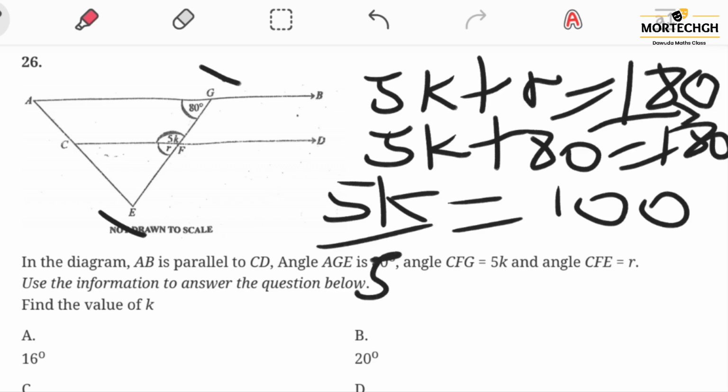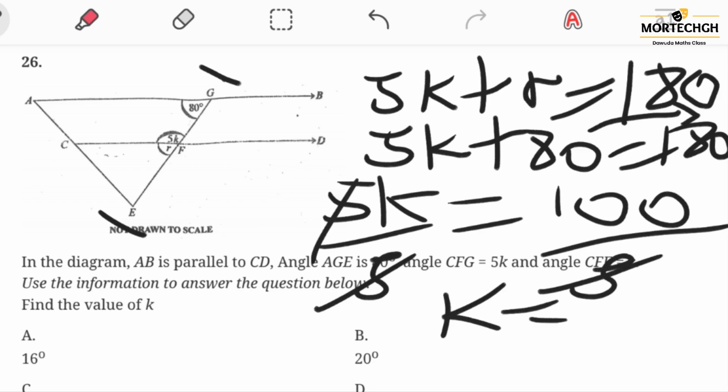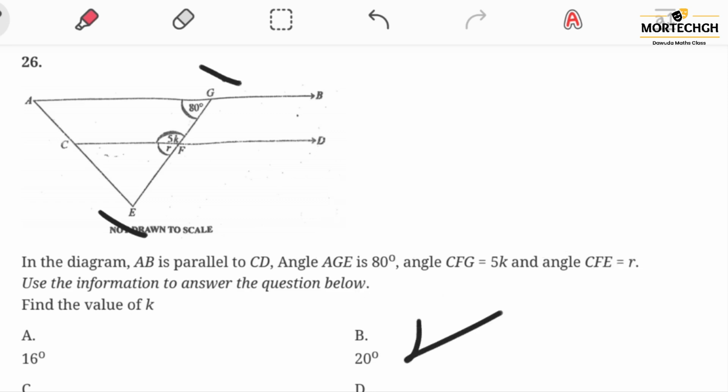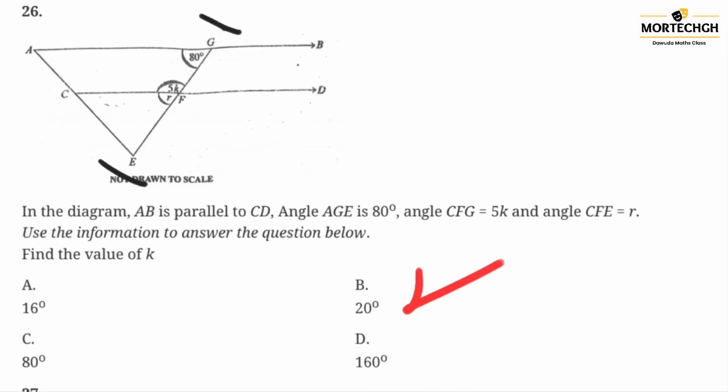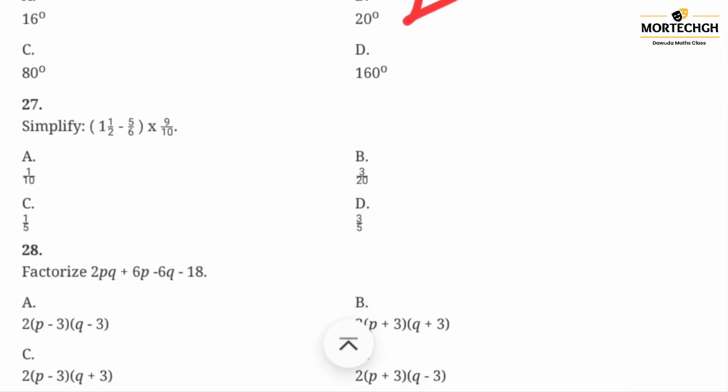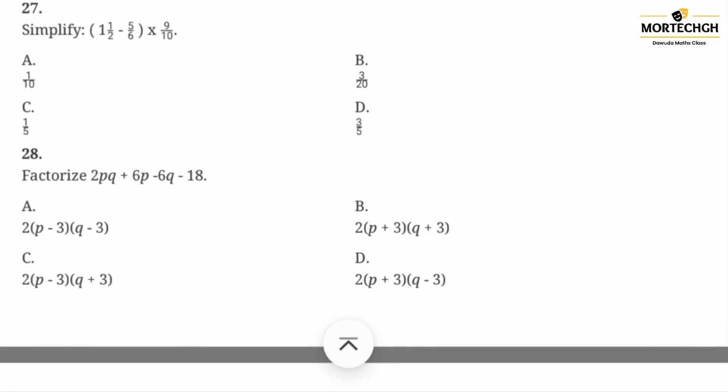We divide both sides by 5. 5 will cancel 5. K will now be equal to 100 divided by 5, which will give you 20. So K is equal to 20. But if you were asked to find angle CFG, that means you are asked to find 5K. You just multiply 20 times 5. 20 degrees is the answer.